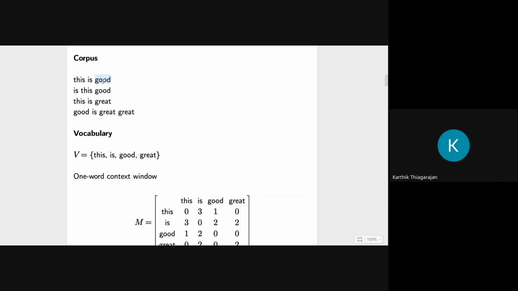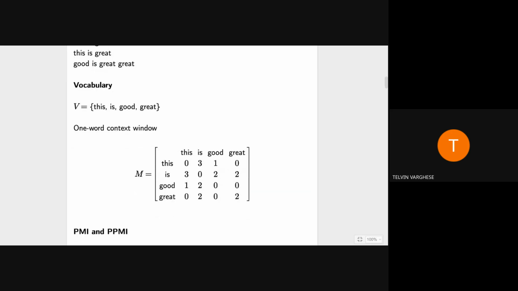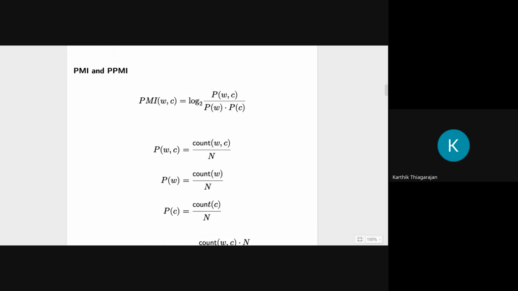So the good that is here is not a neighboring word for is. So we have to add the start and the stop. Yeah, you can think of this as a start marker here, and an end of sentence marker here. Okay, that we have. Yeah, so that's the PMI.